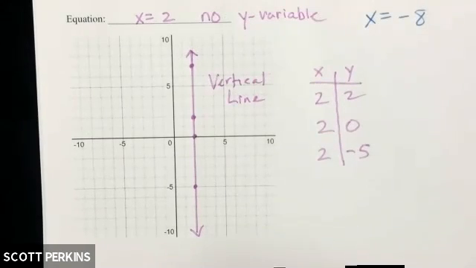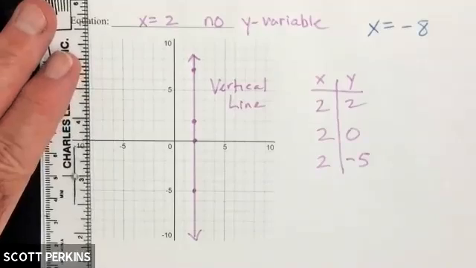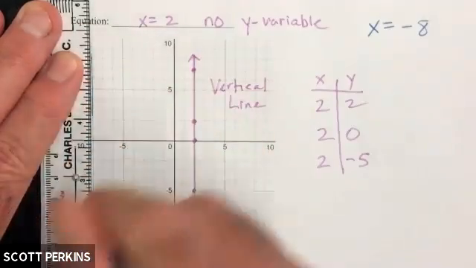All right, so once again, after you've done a few of these, you notice, oh, that has no y variable. So I'm just going to go back to -8, and I'm going to do a nice, lovely vertical line right here. You can plot points if you need to.